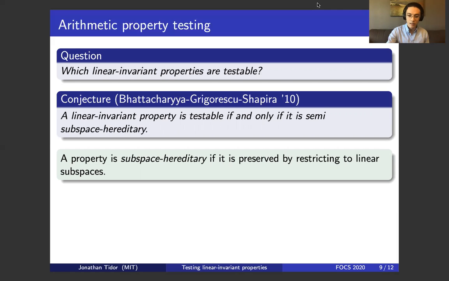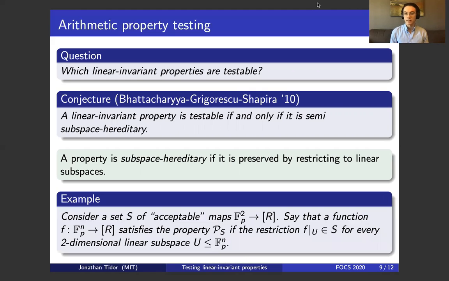So I'm going to give you a procedure that generates a subspace hereditary property. The way this works is you pick a set of acceptable maps from F_p^2, that is the two-dimensional plane, to R. So you look at all the maps from F_p^2 to R, and you say some of these maps are acceptable, and some of these maps are unacceptable.